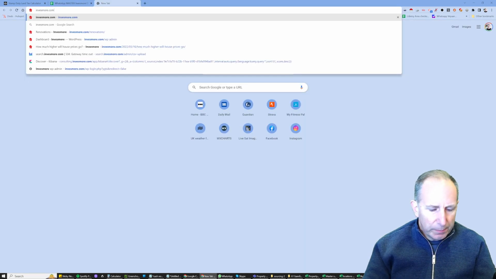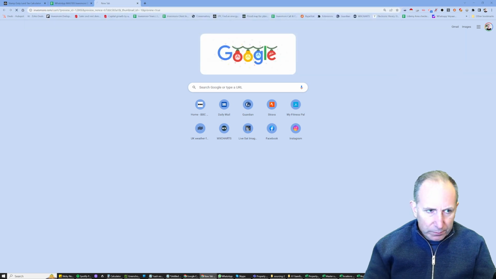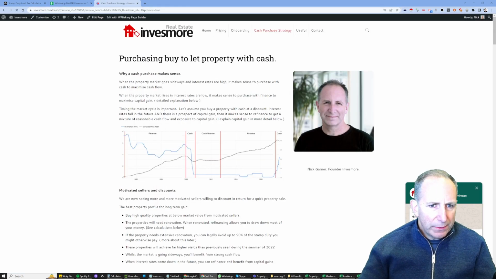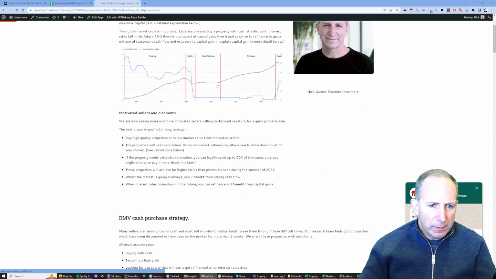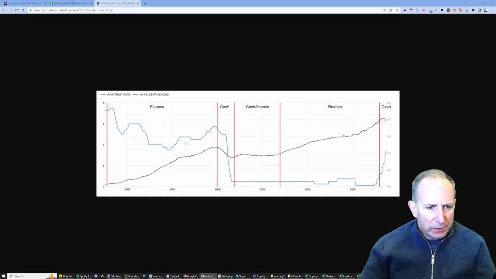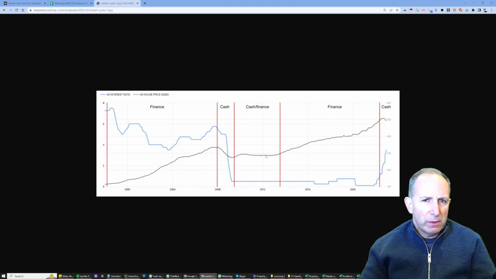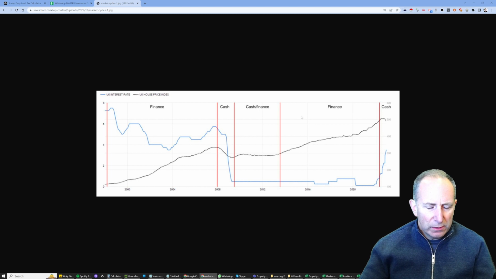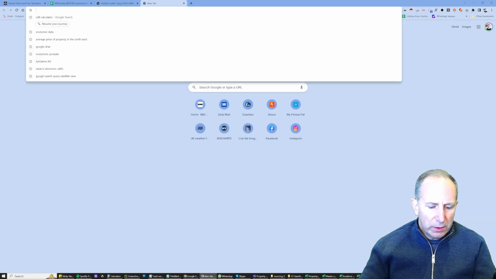All right, now the next part of it is that I'm just going to get a page up. The model is based on the idea that markets work in cycles and that there are times when it makes sense to buy in cash and others when it makes sense to buy with finance, and it's just knowing where you are in the property cycle. And the property cycle is quite repetitive, and I'll show you here.